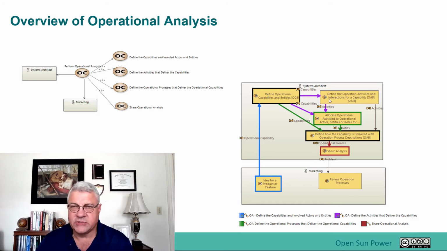We're going to define the operational activities and map those activities onto entities that are involved in the process. That's going to be a change to the operational analysis activity diagram. And then we're going to define the capabilities and show how they're delivered by the operational processes. We'll do that in the last step here.